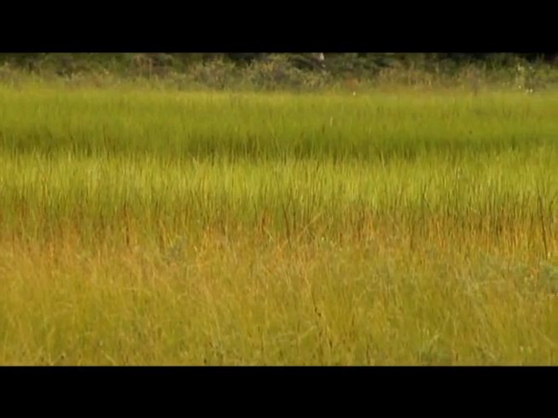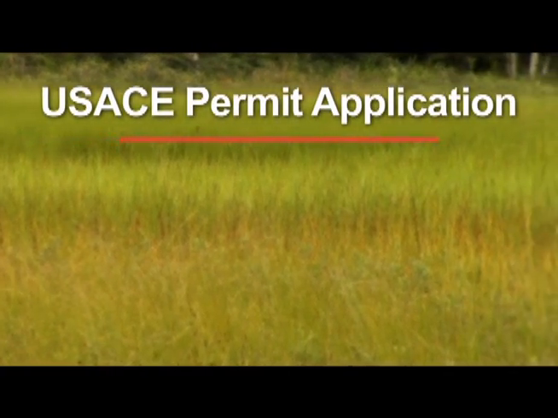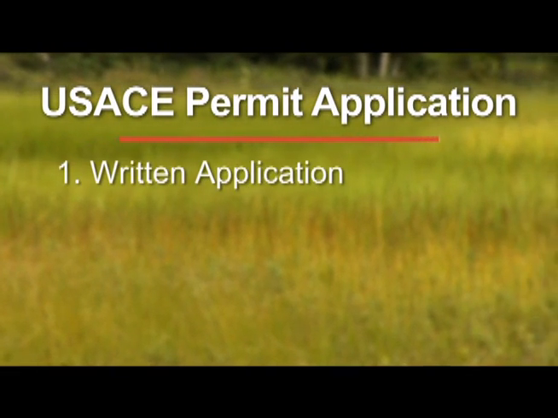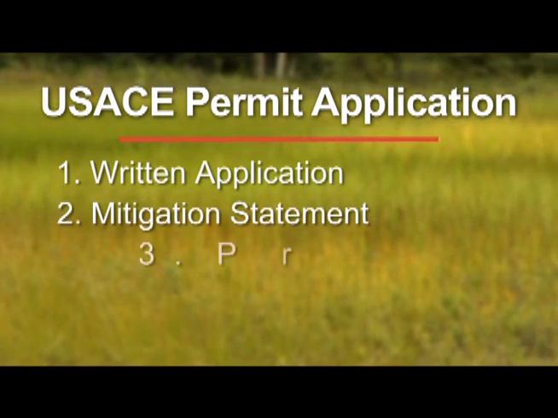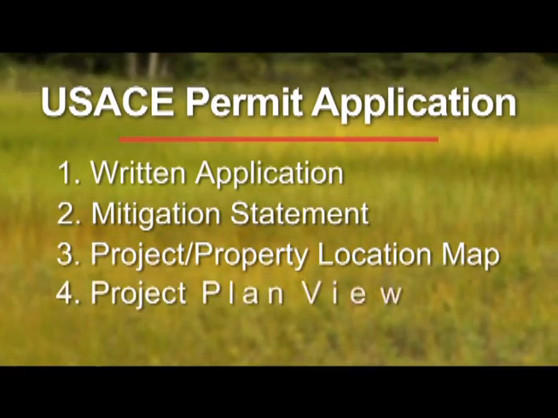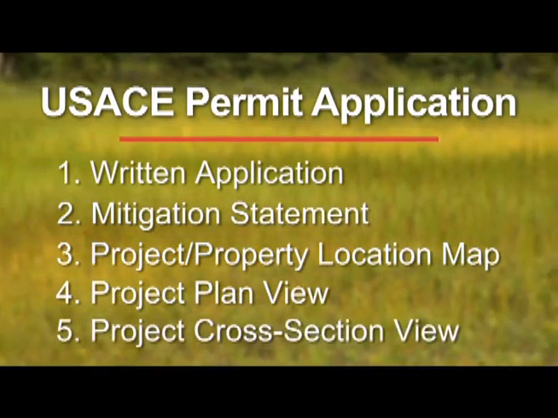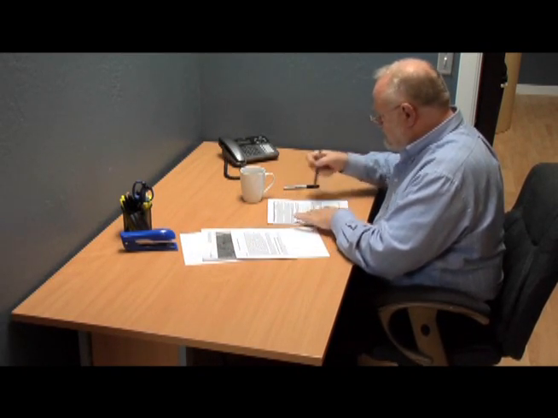Each permit application consists of 5 different application materials: the written application, the mitigation statement, the project property location map, the project plan view, and the project cross-section view. Each of these items must be fully completed in order to process an application.